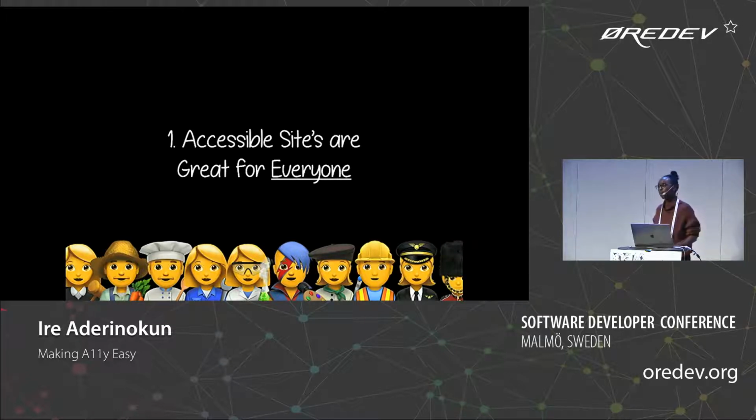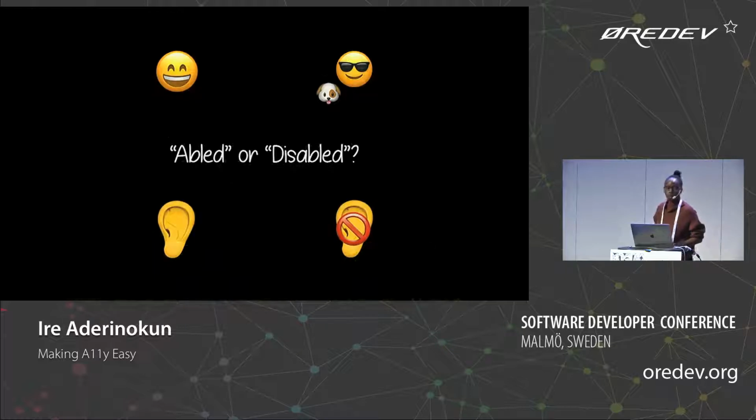And the number one reason I always start with is that accessible sites are great for just everybody. So when you think about your users of your website or your app or whatever it is, it's kind of easy to lump them into these two categories where you think about somebody being fully abled or fully disabled. And you may think that maybe 99% of people are abled, and so why should I be making a site accessible for the 1% of the population?